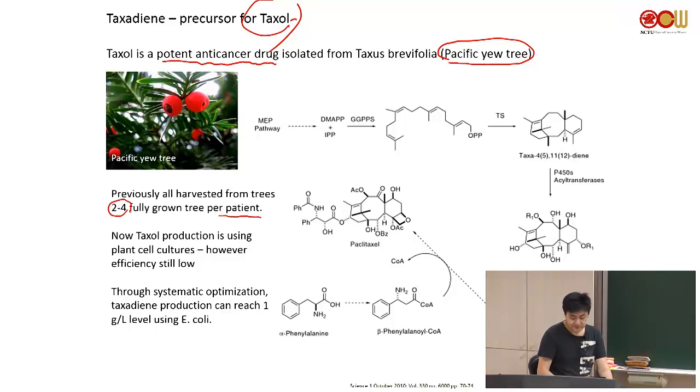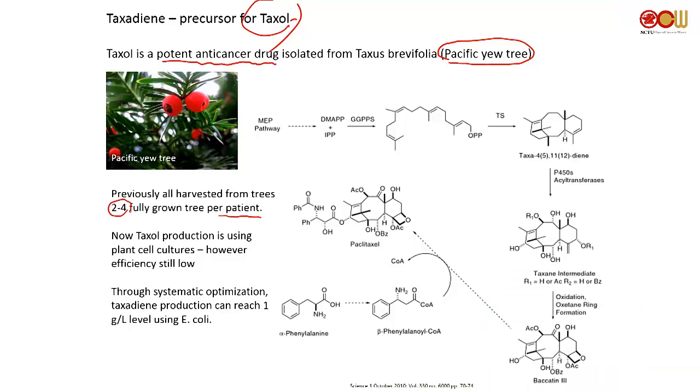It turns out this was done in 2010, published in a Science article. They did it in E. coli. What they did was find out the reaction pathways to make Taxol. This is Taxol, but of course, Taxol is very complicated, so let's say we're just going to stop at the precursor, taxadiene.